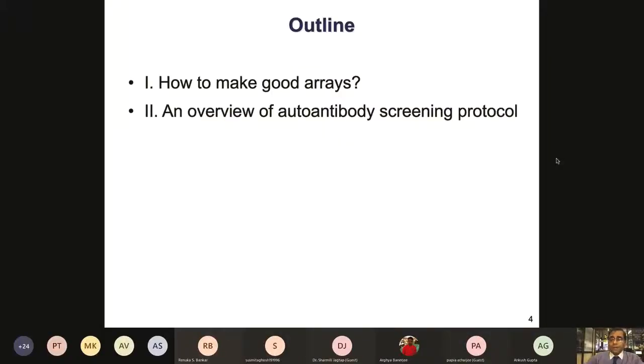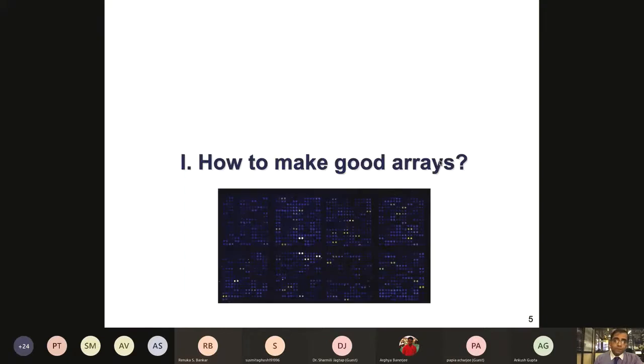So as we were discussing in the morning, in a quite interactive session, there are different types of array-based approaches which are possible. But the questions are, how to make these good arrays and what are the considerations for doing these types of experiments, which many of you are not very familiar with, right? And I'd like to also give you a brief overview of the autoantibody-based screening protocol.